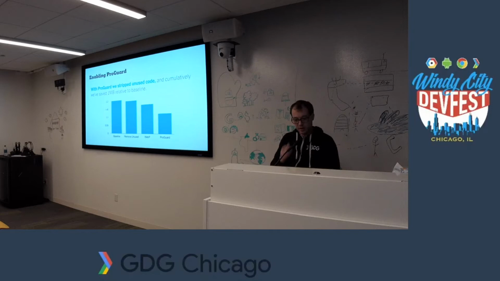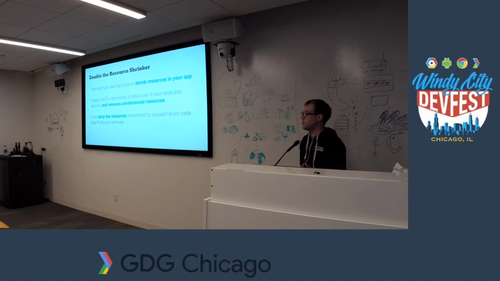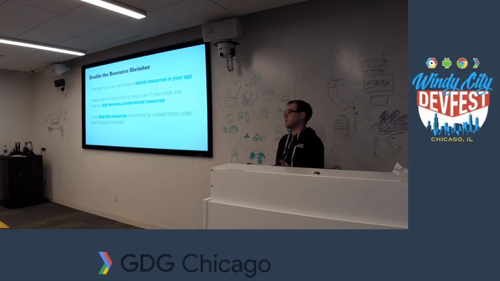Once we've gotten rid of the code, we want to look at resources. The toolchain has code to shrink resources in your app. It searches for references in your code to resources and in your layouts, and then it removes things that didn't get seen. It can also strip the resources that were referenced by unused library code that ProGuard got rid of. It does this because it's analyzing the code after ProGuard's had a chance to go and pick it apart.